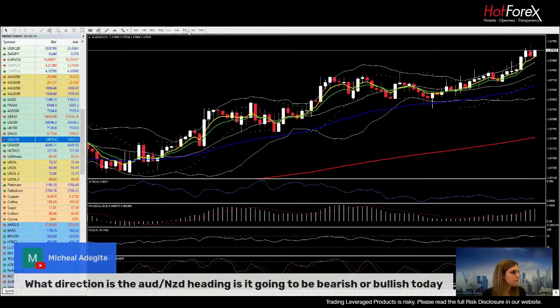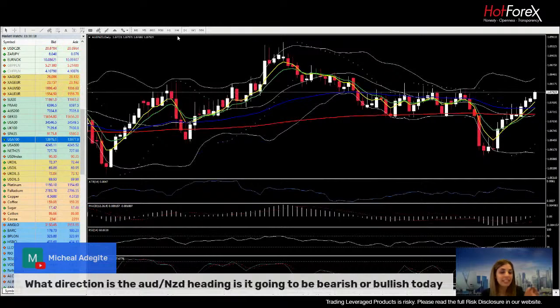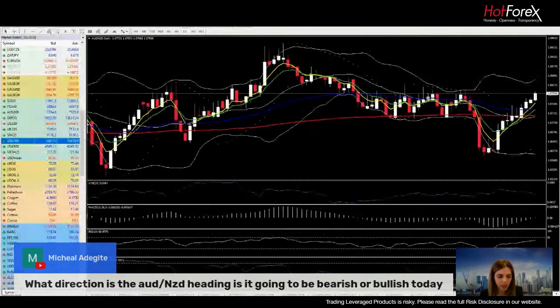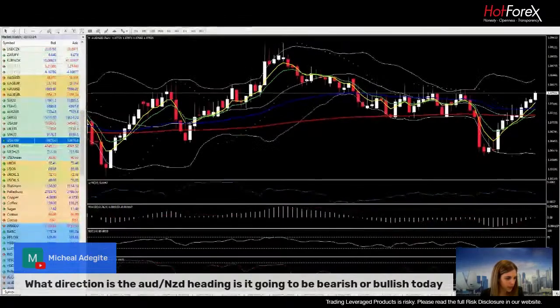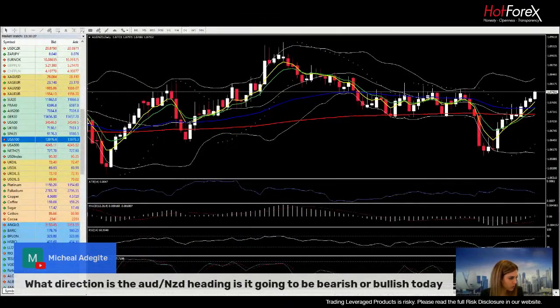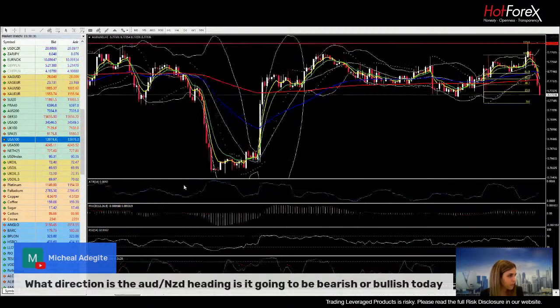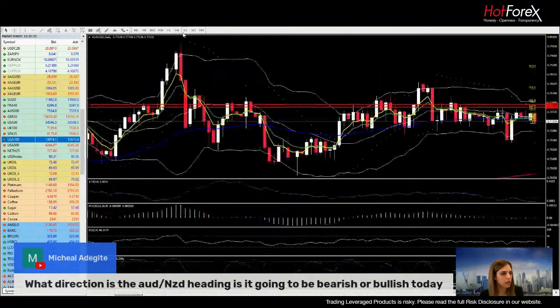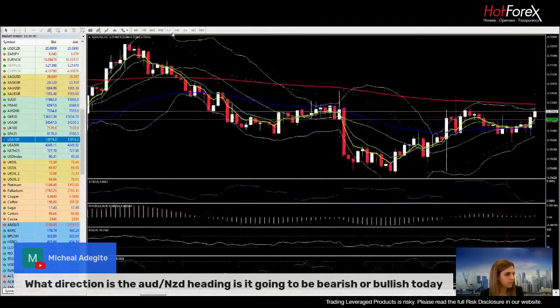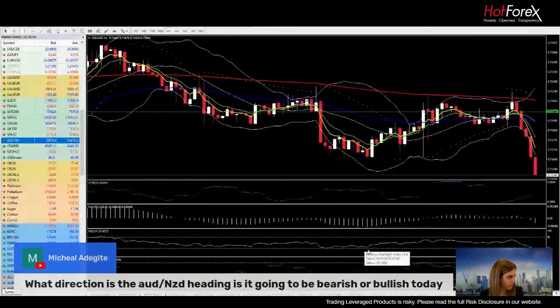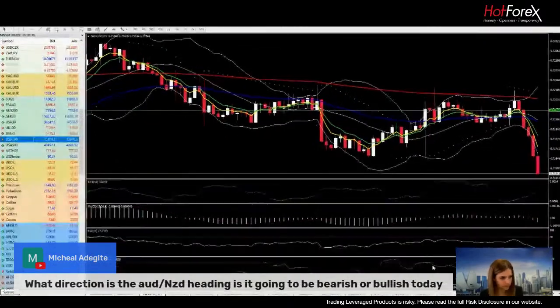Zoom out a bit. New Zealand. So individually, let me just check Aussie, New Zealand, Aussie and Kiwi. Let me get back a bit to show you. Okay, that was on dollar.